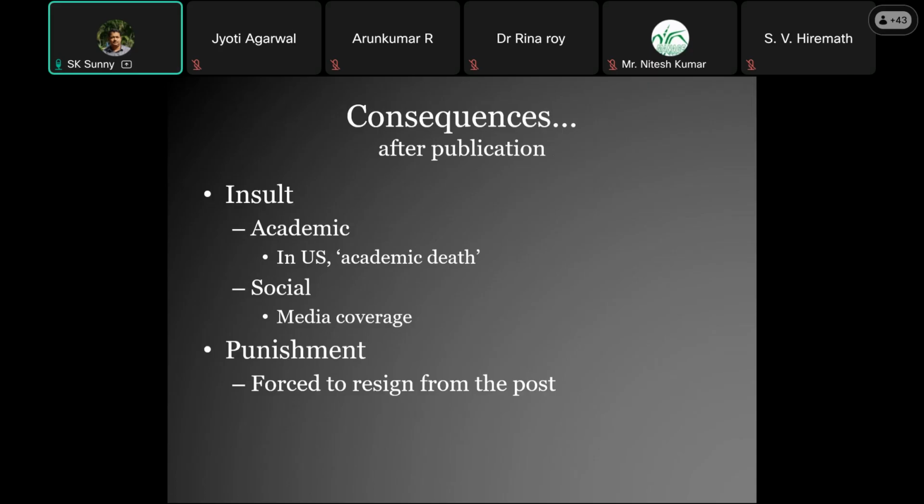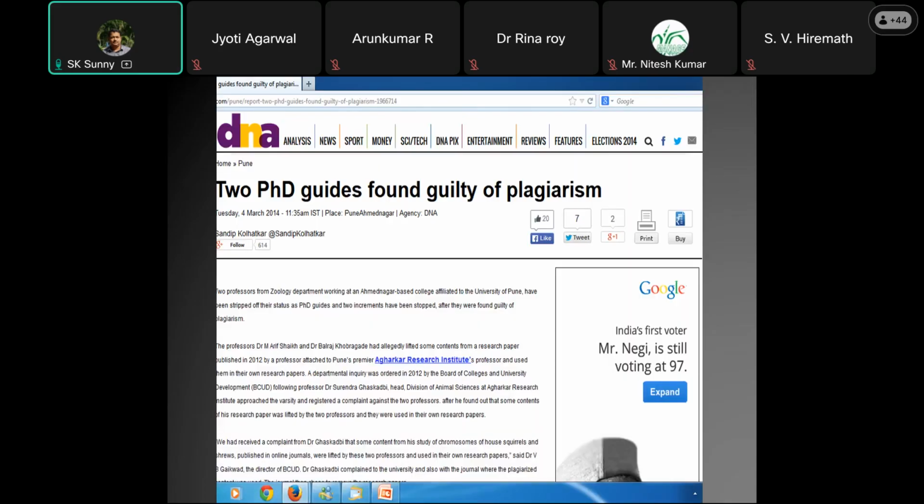Then punishment by the institute, that you will be forced to resign from your position, and it has happened. Whatever I'm talking about here, all these things have happened. So I'll show a few examples. Like one media coverage was there, two PhD guides found guilty of plagiarism. So their names will appear here and people will come to know about them.